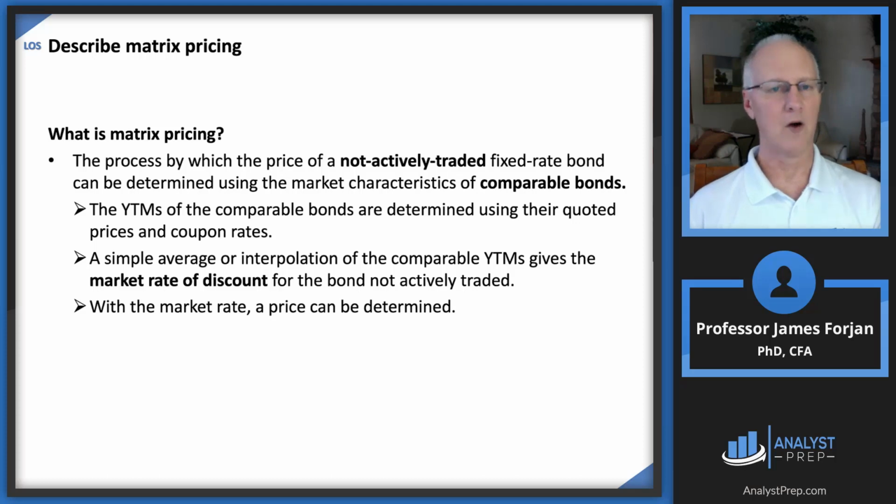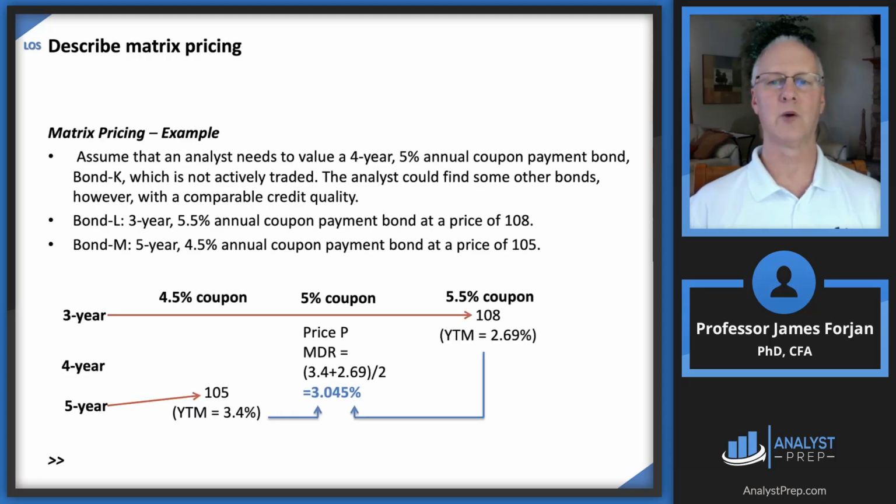Well, this is how we solve lots and lots of problems in the financial services industry: by looking around and saying, okay, here are the characteristics of my bond. Let me find a bond that looks an awful lot like my bond. And so we're going to look at some comparable bonds. Let's take a quick example. Let's suppose that we're trying to compute the price of a 4-year, 5% annual coupon payment bond, bond K, which is not actively traded. So let's find bond L and bond M, one of which is a 3-year bond, one of which is a 5-year bond. Notice our bond is a 4-year bond that conveniently falls right in between.